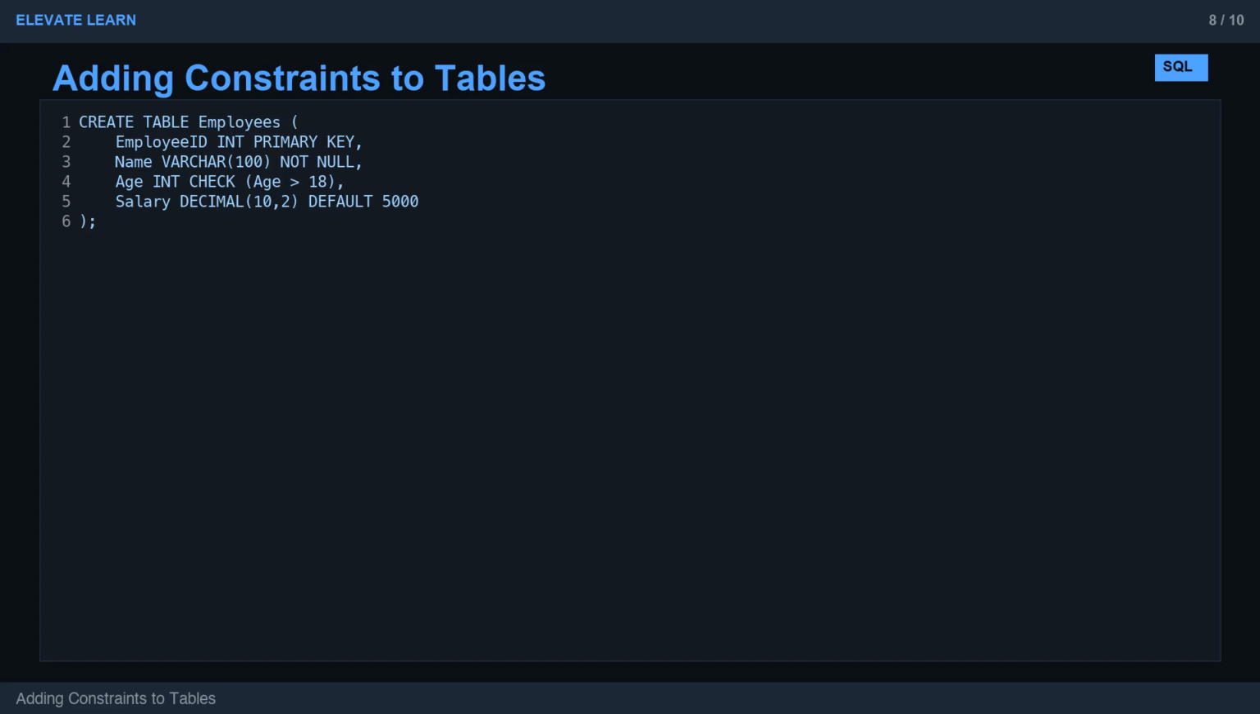Next, cannot be null. This means every entry must have a name, just like you need to fill out your full name on any form. Then, we add a check constraint on the column, making sure employees are over 18. No underage workers here. Lastly, defaults to 5,000 if no value is provided, similar to setting a default price for an item in a store when you don't specify one. These constraints help maintain clean and accurate data.